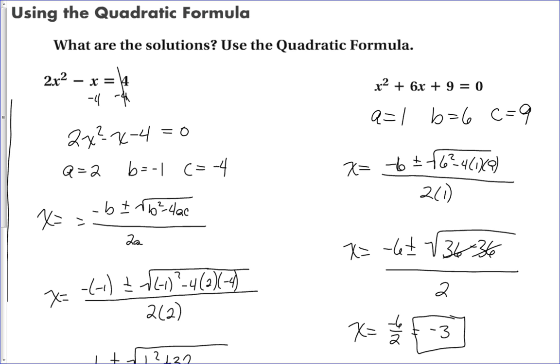Now, when this happens, when you get, like we did here, one answer, x equals negative 3, what that means is that what we started with is a perfect square trinomial, because we only ended up with one answer, like we've been going over. Because if you were to factor x squared plus 6x plus 9 as a perfect square trinomial, you'd get x plus 3 quantity squared, and when you solve that out, you're going to get the negative 3. So that's how you use the quadratic formula.